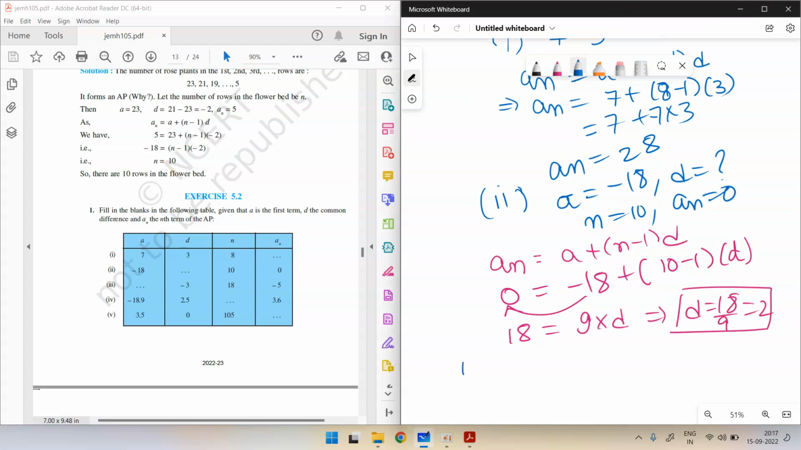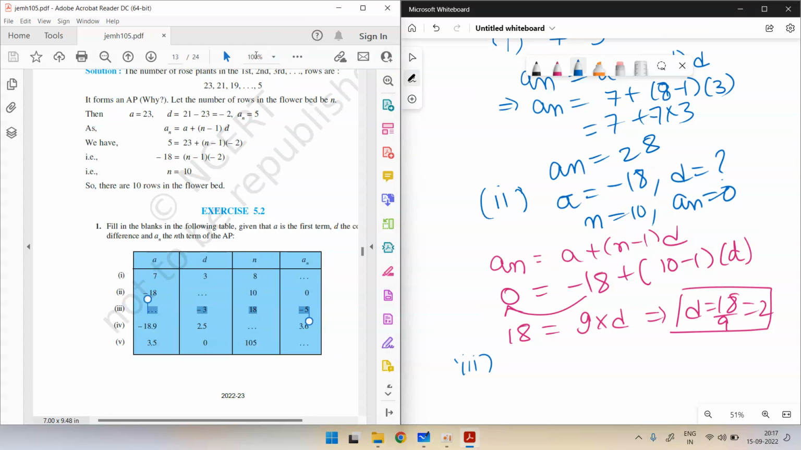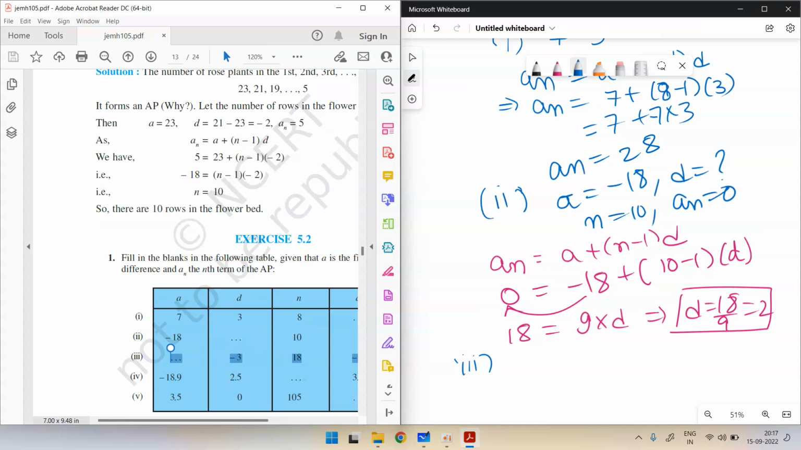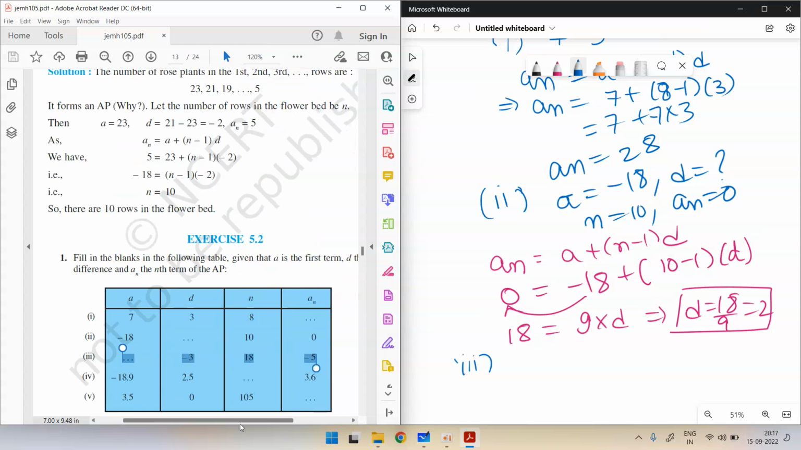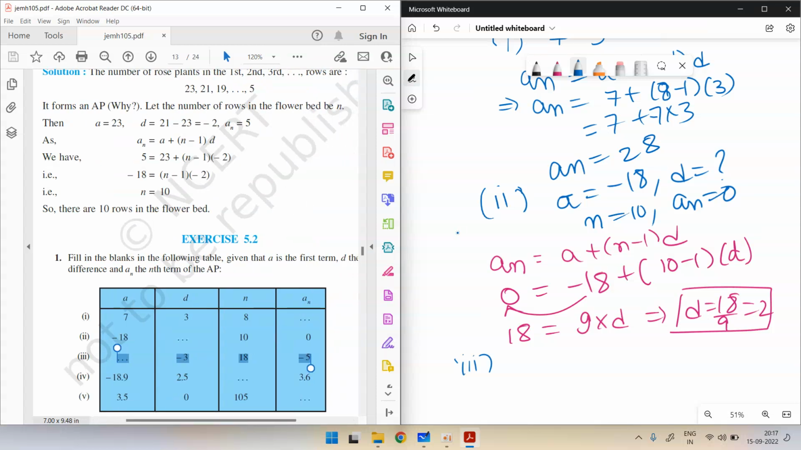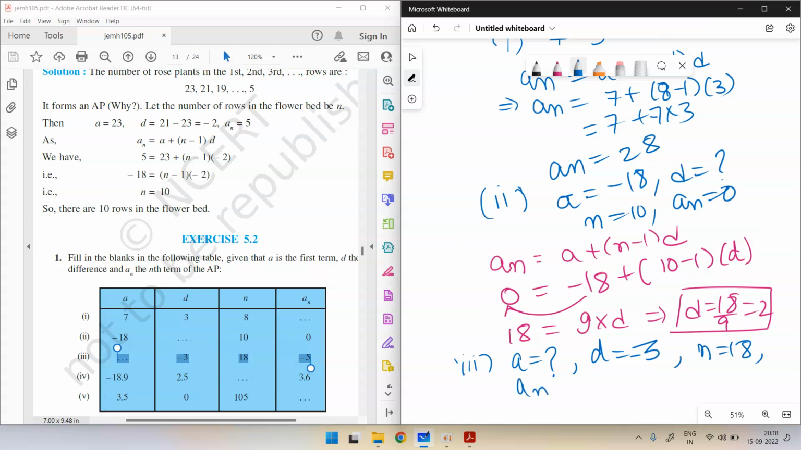Next is the third. Here it is given that a is not given, so a you need to find, then d is minus 3 and n is 18 terms, and the nth term is minus 5.